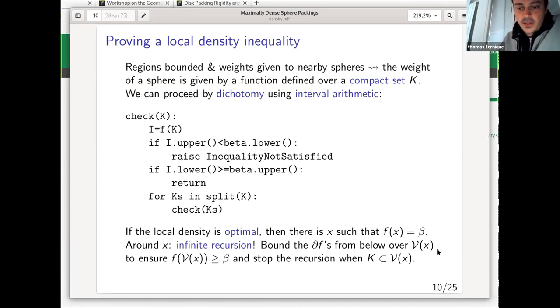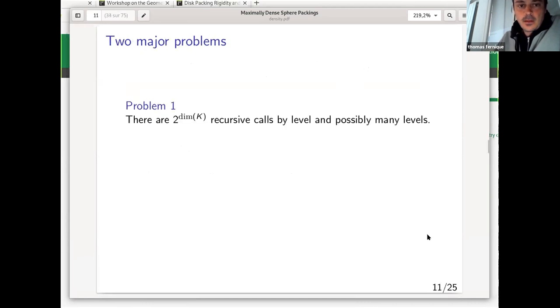For example, for the 13 sphere problem, since there is no possibility to put 13 spheres in contact with another one, it means that there is no x in your compact set such that f of x equals beta. So you don't have to care about this latter problem. But in the proof of Hales, you do. Okay, so that's the theory.